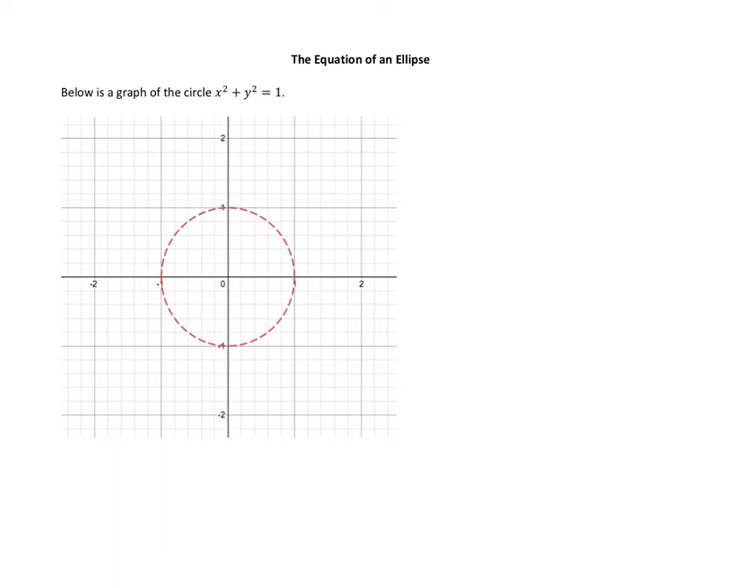In this lesson, we'll go over the equation of an ellipse. But to start with and explain where this thing comes from, let's look at this particular circle, a circle of radius 1 whose center is at the origin.